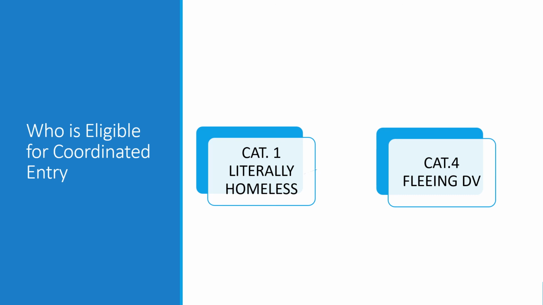But if the client had been staying outside, in a car, or in an emergency shelter in the last 7 days before coming in for coordinated entry, that person would be eligible. So only people who have been staying outside, in a car, in an emergency shelter, or are exiting an institution that they've been at for 90 days or less and were literally homeless before that institution would be eligible for coordinated entry. And those who are fleeing domestic violence and don't have other housing are always eligible for coordinated entry.